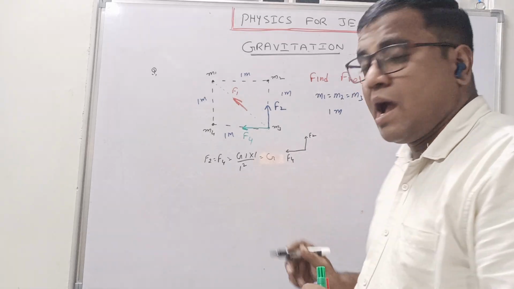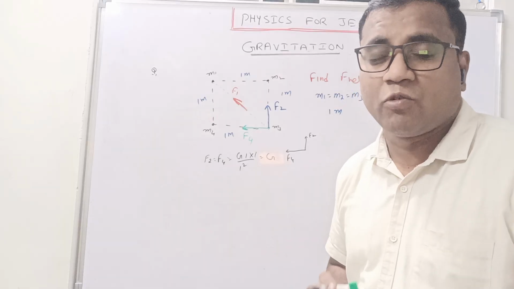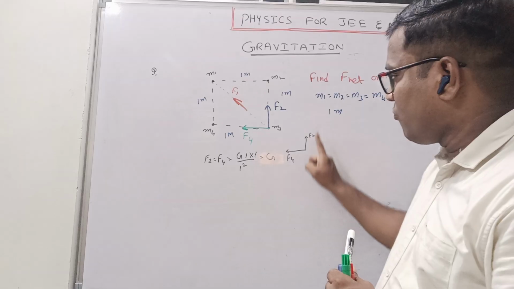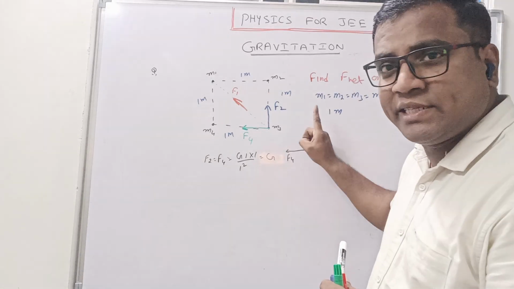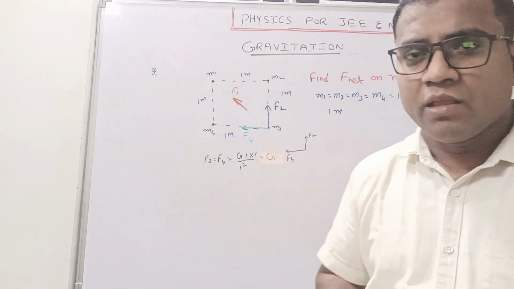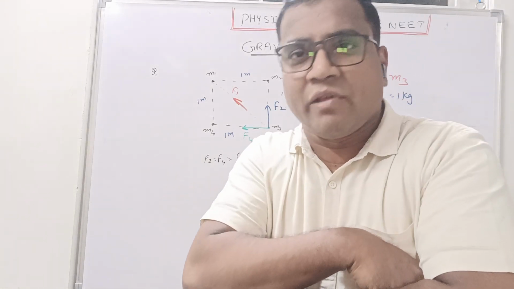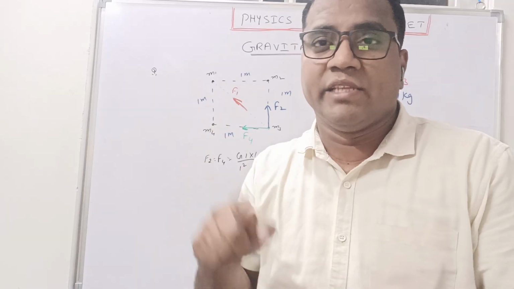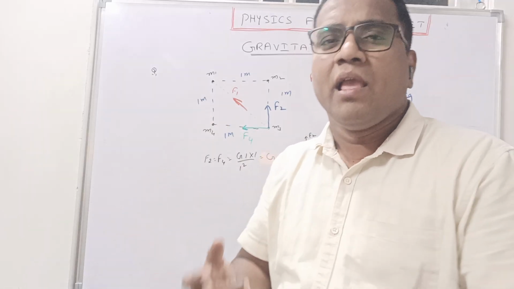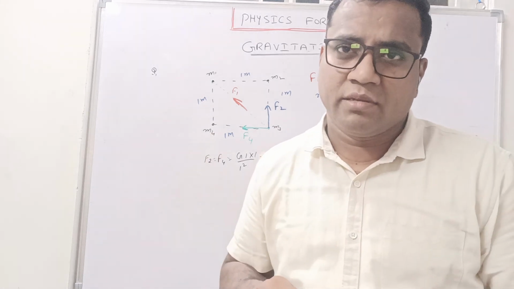Now you tell me, F2 is acting in this direction and F4 is acting in this direction. How to find out the net force? F4 is acting upward, F2 is acting in this direction. Sir, the net force, only one formula: R square is equal to F1 square plus F2 square plus 2 F1 F2 cos theta. I will substitute and find out the answer.